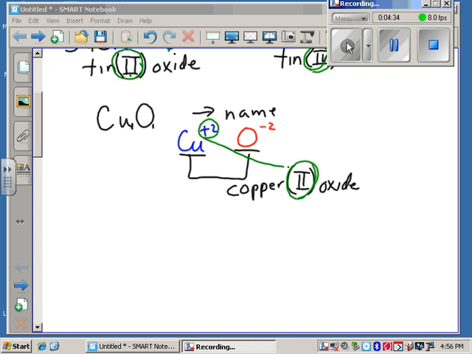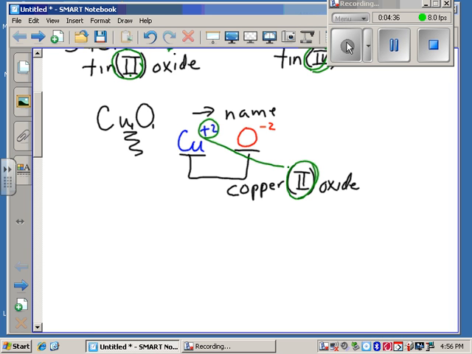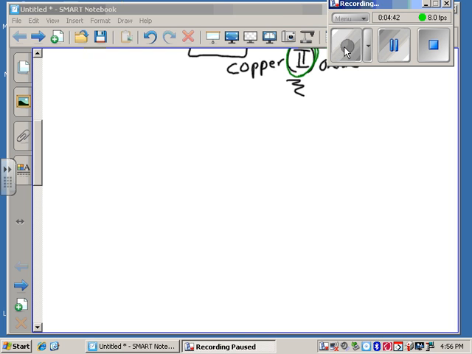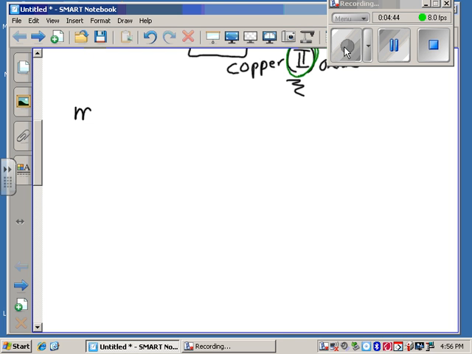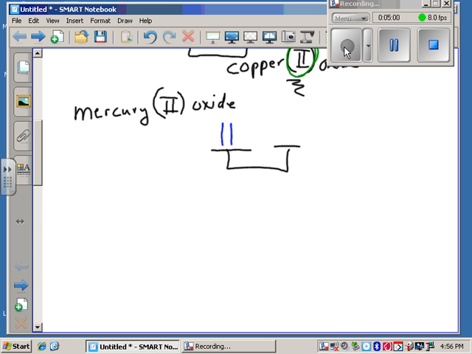Also notice that the Roman numeral 2 doesn't appear anywhere in the formula, but just appears in the name. Going the other way, given the name mercury, Roman numeral 2, oxide, our task would be to make the formula. Same idea, we'll go ahead and draw our scale. Cation on the left, we want to put in mercury, and the Roman numeral 2 tells us that the mercury we must have been using was the +2 version.